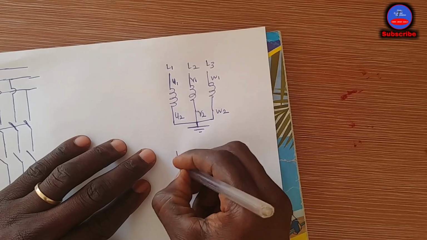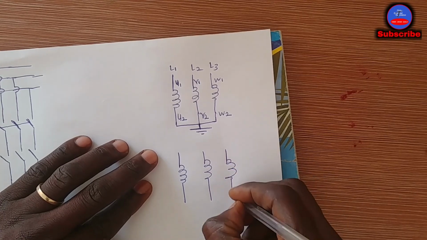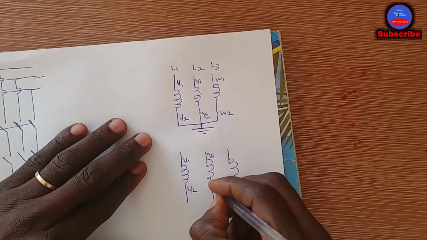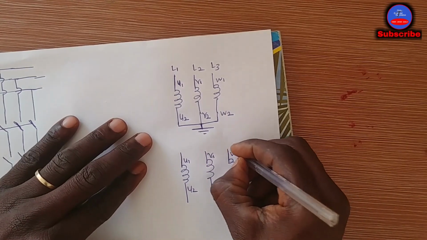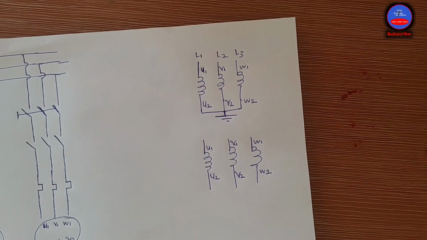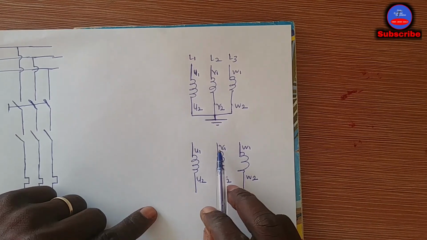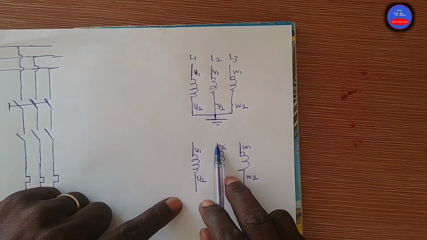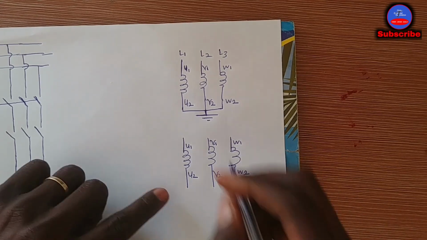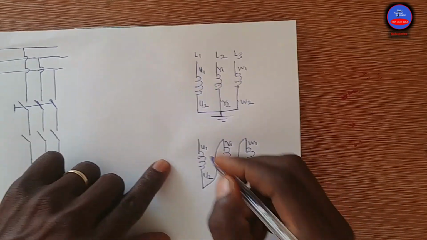So now let me do the winding terminal markings. These are the windings. This one is delta. So U1, U2, V1, V2, W1, W2. For the delta, what we do is join the V1 and V2, and W1 and V2, you join them together. So you do it this way. This is the delta.